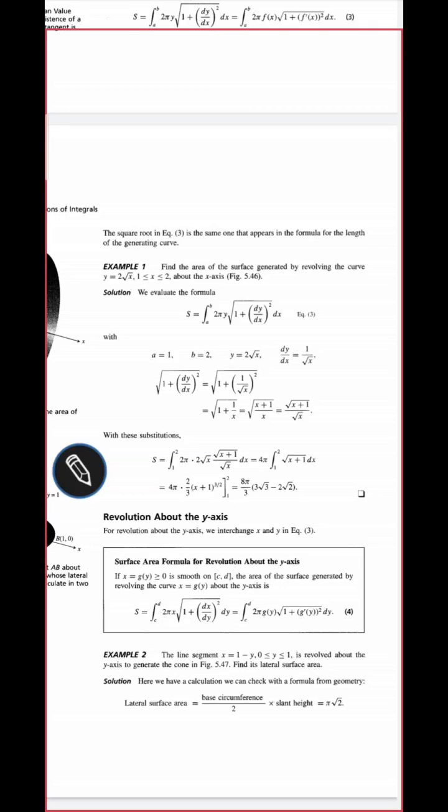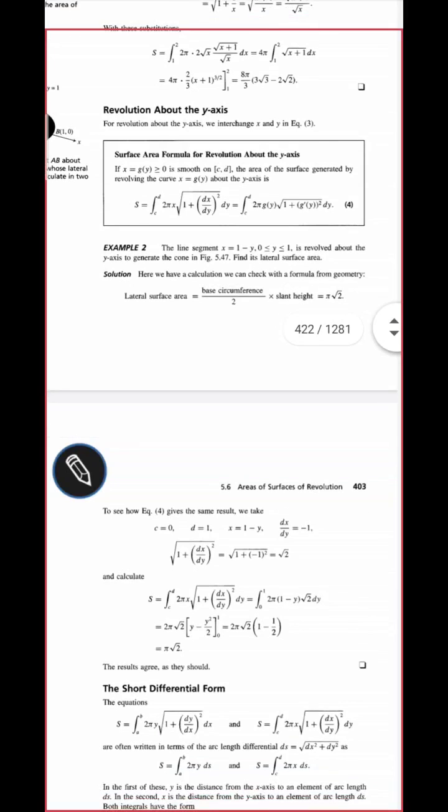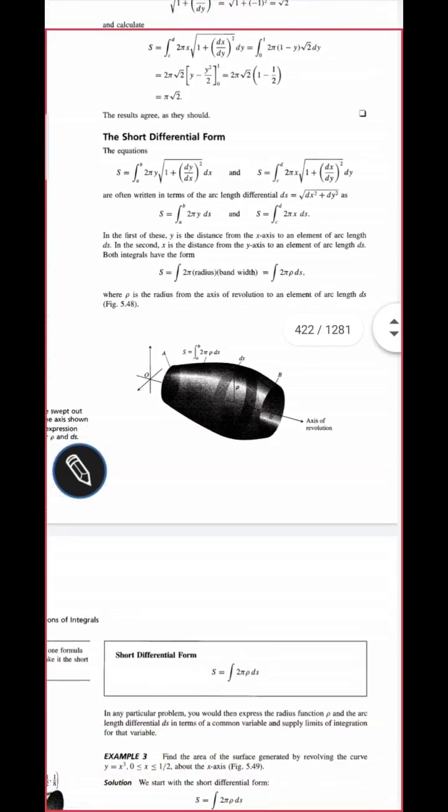Here the main thing is that you should know the formulas of integration, because your function may not be as simple as in the example shown here. And surface area for revolution about the y-axis, you can see that also, that is 2 pi g of y square root of 1 plus g dash of y. Or to remember quickly, you can remember this short form.